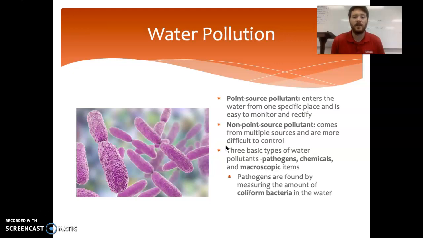A point source pollutant enters water from a specific place and is easy to find. However, sometimes there's multiple sources and it's difficult to control. Pathogens, or any bacteria or virus, chemicals, macroscopic items, all these things can pollute. So if I wanted to pollute Anna Maria Island, Bradenton Beach, I could do it in a variety of ways.